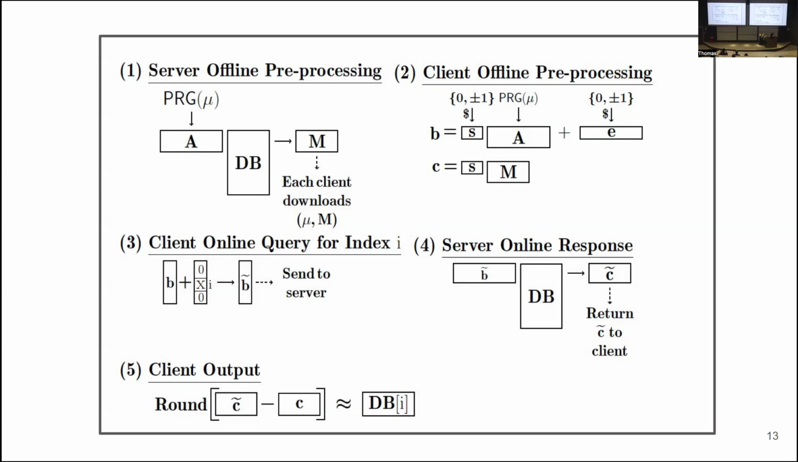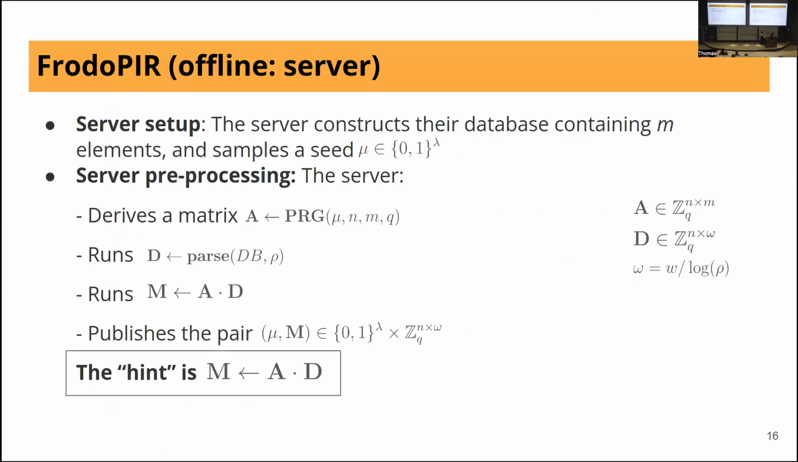Why we can do this is because, as you see in steps 1 and 2, none of those values that you're computing is actually related to the query that eventually is going to be sent by the client to the server. That's why essentially we can preprocess them. So we have the server, who is now going to be executing the preprocessing stage. At the beginning, the server has a setup, which is a step in which the server constructs the database containing the M elements, as we already learned. And then we're also going to be sampling a seed, which, as I told you, is going to be called mu. Then the actual preprocessing happens.